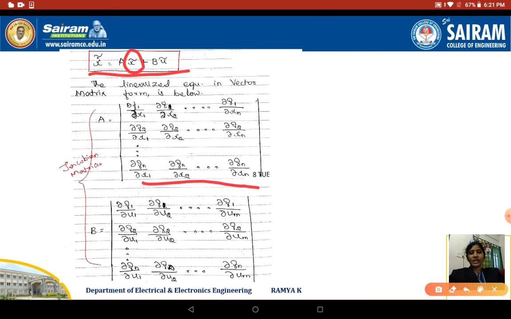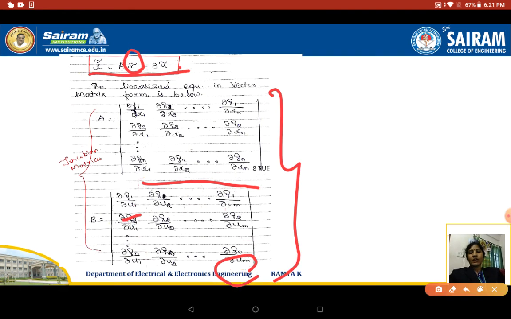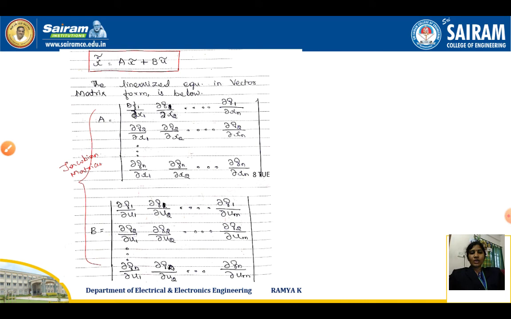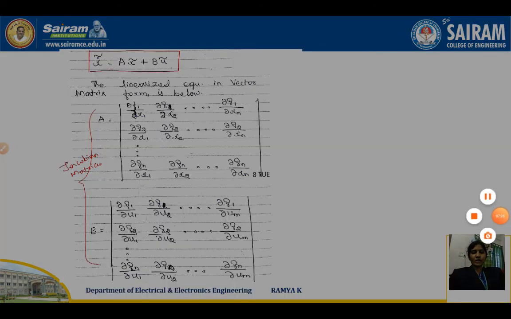Similarly, we can write the B matrix as ∂f, because B is a function of u. So we can write B as ∂f1/∂u1, and u, that is the input variable, ranges from 1 to m. So we have to write the matrix like this. This matrix is called your Jacobian matrix. So this is the equation that describes the linearization of the complete system.